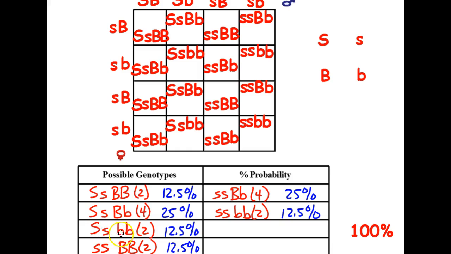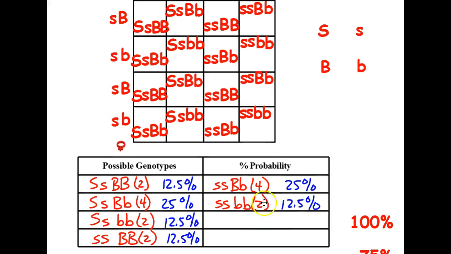Big S, little b, there are 2 of those in your square. Little s, big B, there are 2 of those in your square. Little s, big B, there are 4 of those in your square. And little s, little b, there are 2 of those in your square.